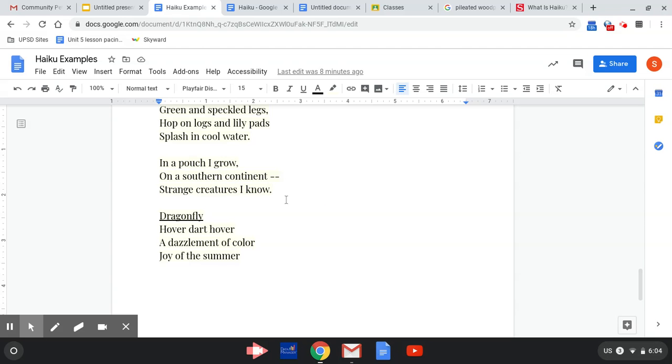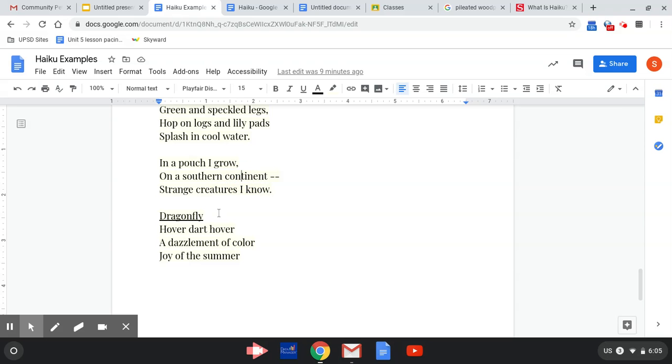Okay. How about this one? In a pouch I grow on a southern continent. Strange creatures I know. So what kinds of animals live in pouches and live on a southern continent? Can you think of it? Maybe you need to pause your video. It's probably a kangaroo is what they're describing. Maybe it's a wallaby. Maybe it's even a seahorse. They have pouches, right? But it does say on a continent.